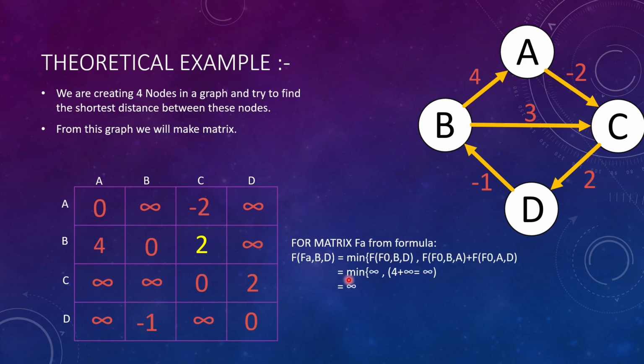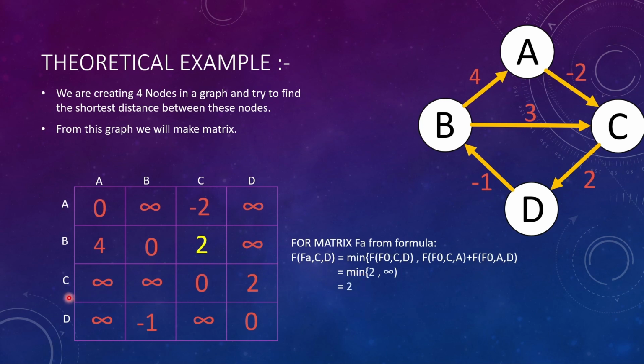In the same way we will apply that for B to D also. B to D was previously infinity, but first we will go from B to A here, which is 4. After that we will go from A to D, which is infinity. So infinity will remain as it is. After that we will check for C to B. So first we will go from C to A here, which is infinity, and after that we go from A to C, which is minus 2. So effectively it will be infinity here, and infinity will remain as it is.